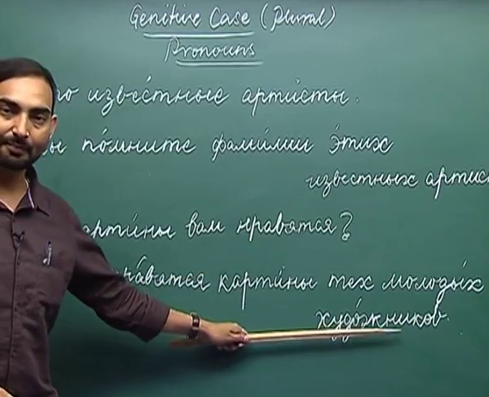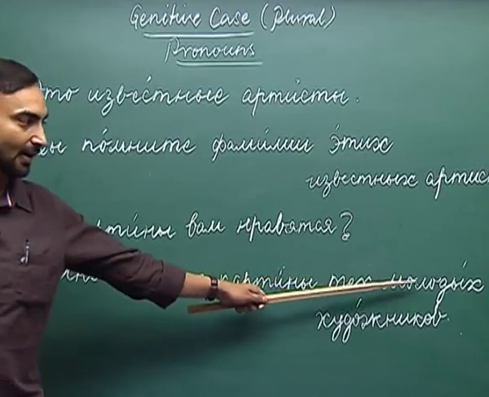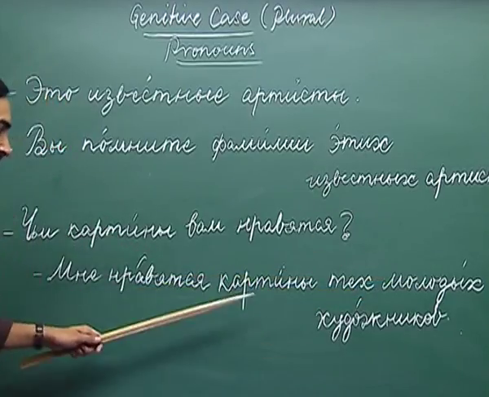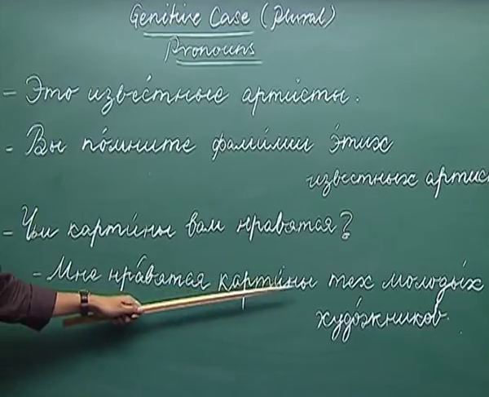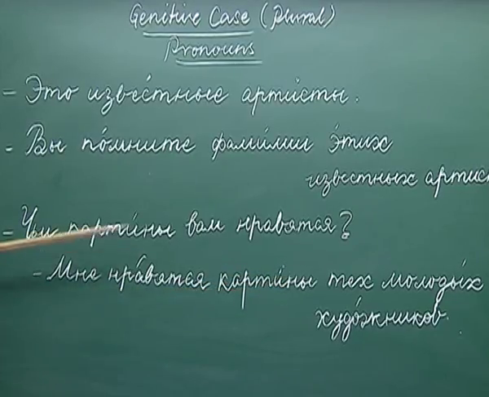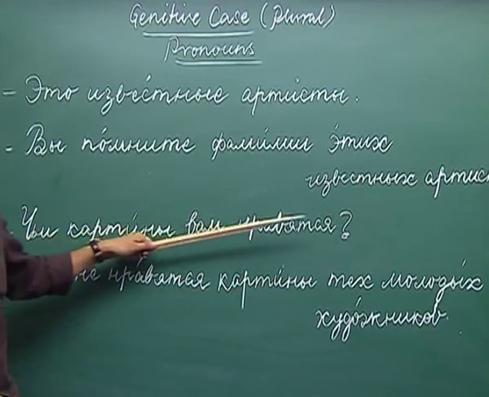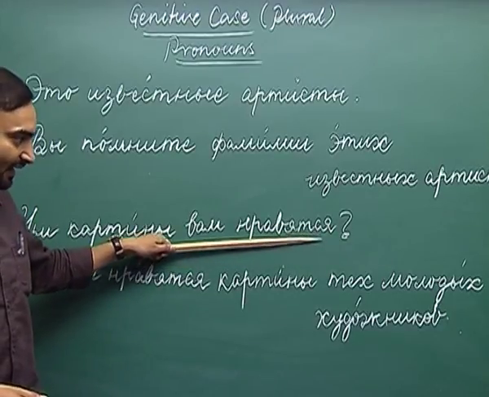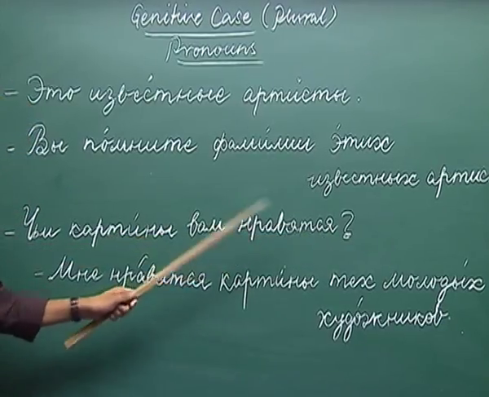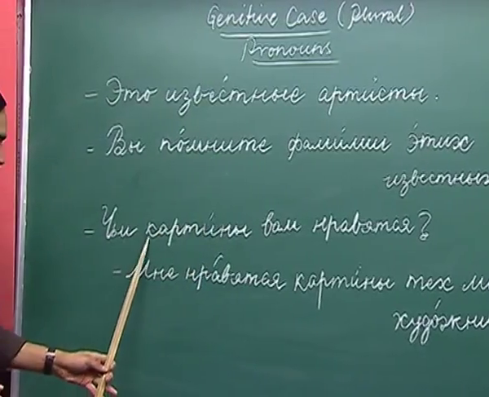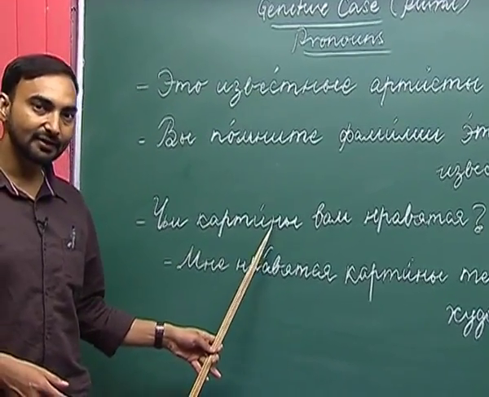Художник is painter, молодой is young, картина is painting. So, whose paintings do you like? And нравятся here I have used. Why? Because картина is in the plural form.